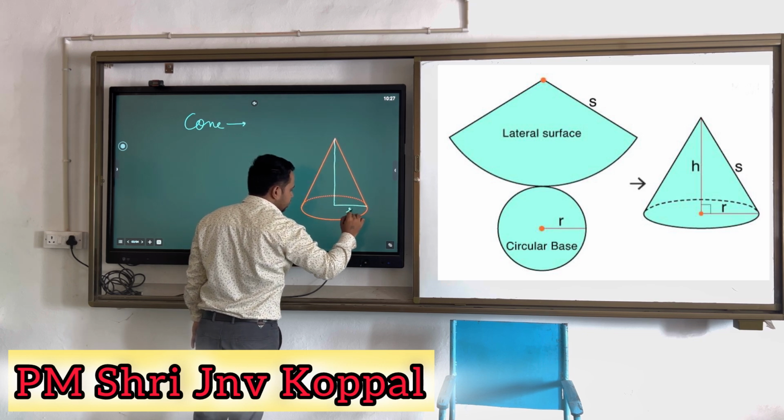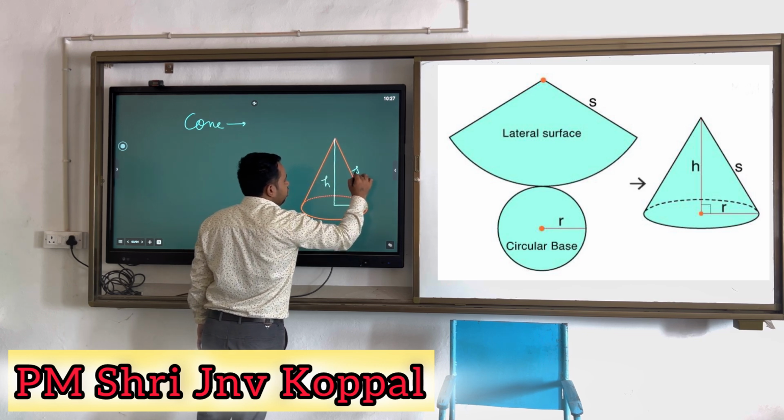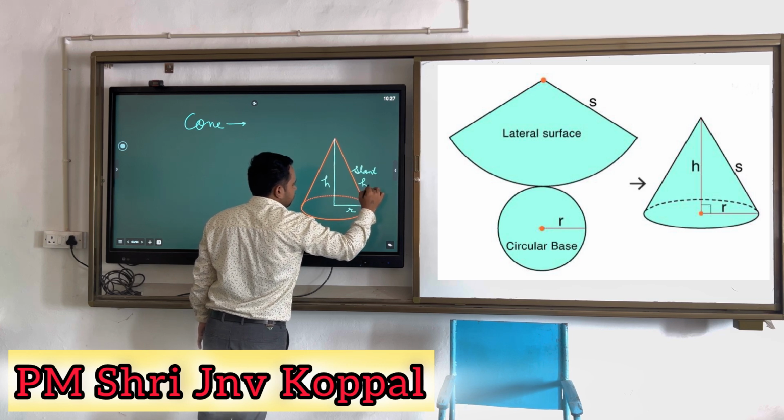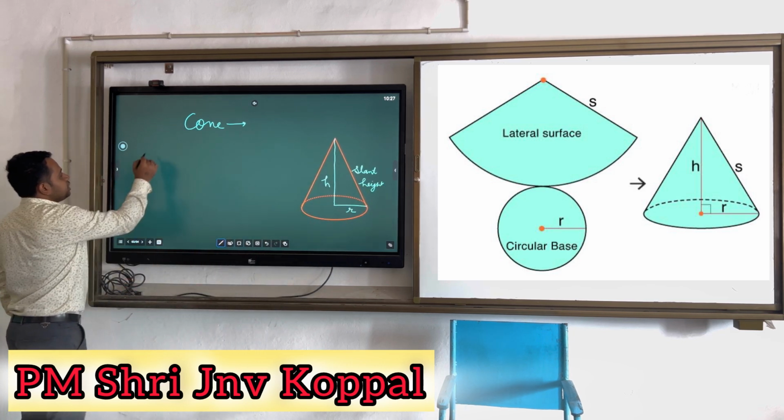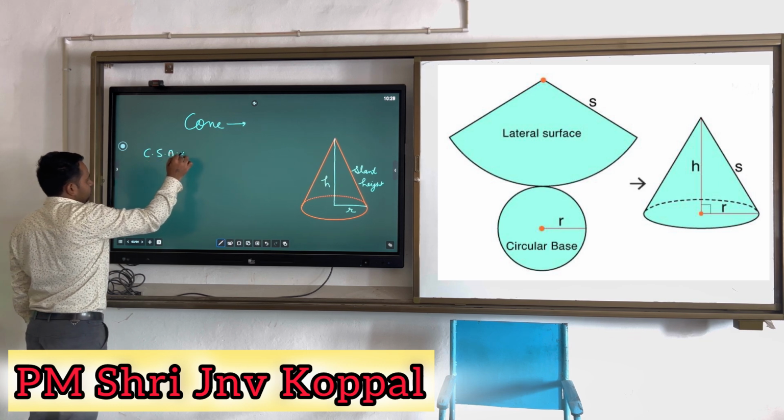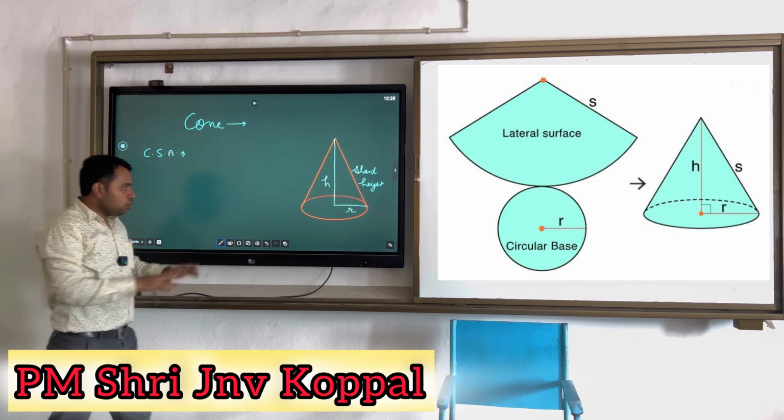This is our radius. This is our height. This is called slant height. First, we'll talk about the area, meaning the CSA, of the cone. What is the CSA? You know how a cone actually becomes?